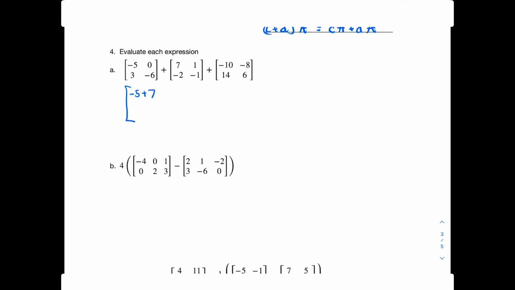So that's going to be -5 plus 7 plus a -10. And that'll be my first row, first entry. Second row, second entry, 0 plus 1 plus a -8. I'll do the same thing for the second row. So 3 plus a -2 plus 14. And for the second row, second entry, -6 plus a -1 plus 6.